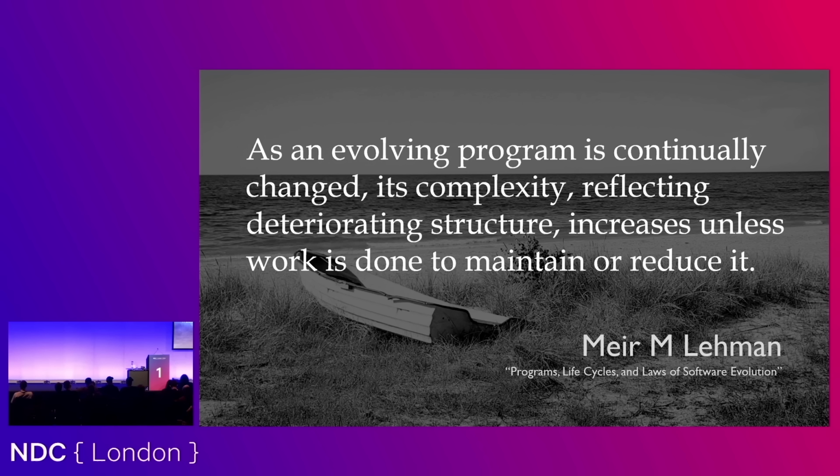As an evolving program is continually changed, its complexity, reflecting deteriorating structure, increases unless work is done to maintain or reduce it. Now, there's a number of points here. First of all, brilliant observation. He was actually making these observations in the 1970s. The paper, by the way, just so that we've got, in case you can't see it, is Programs, Life Cycles, and Laws of Software Evolution. Really interesting read. And a lot of ideas, nearly half a century later, you go, oh, okay, this is quite an old idea, but also there's different ways of thinking about things. I found this paper to be filled with good ideas that we've somehow overlooked.